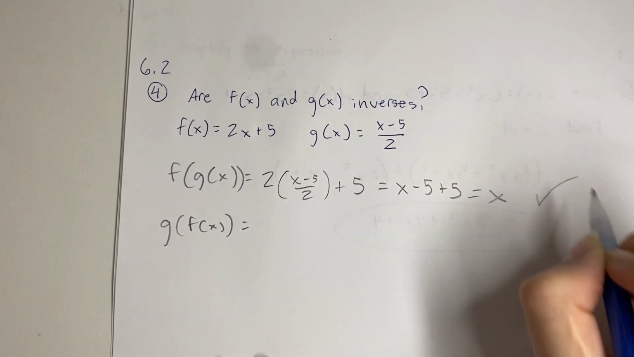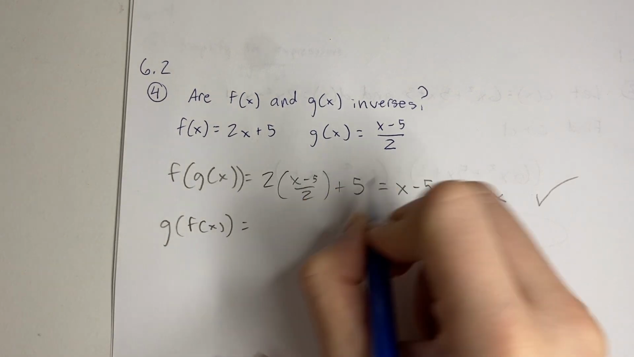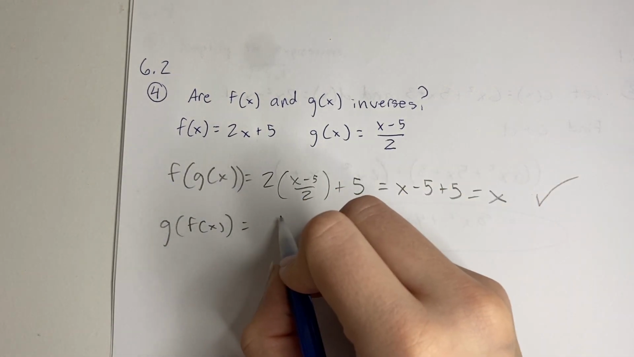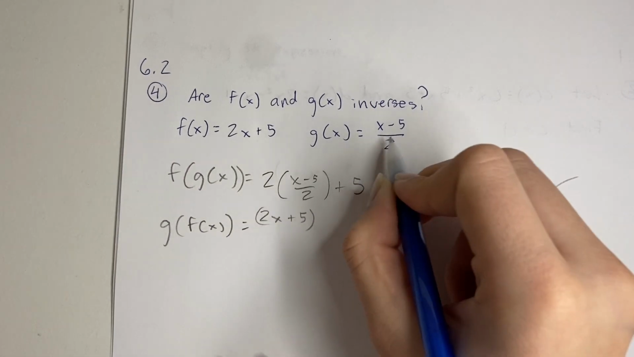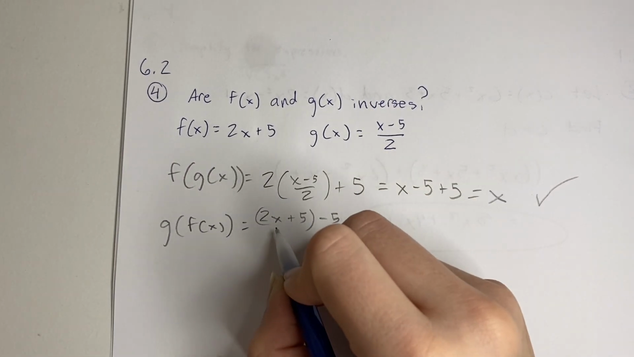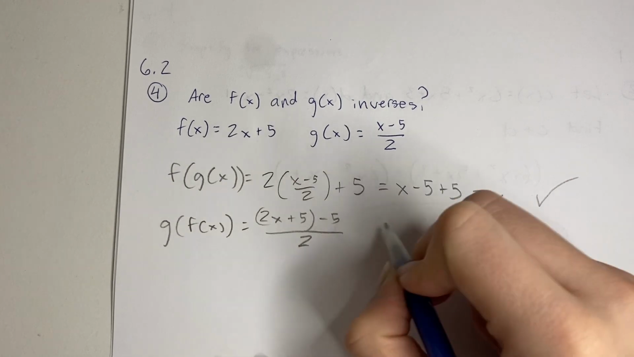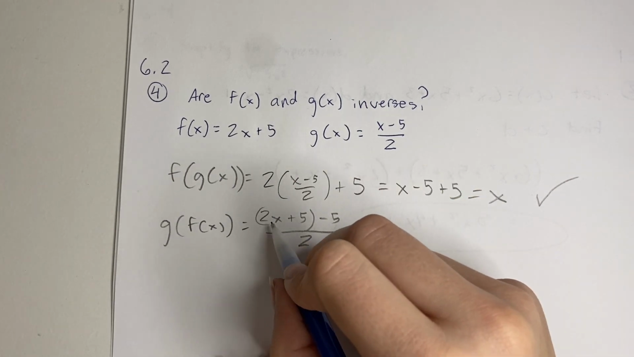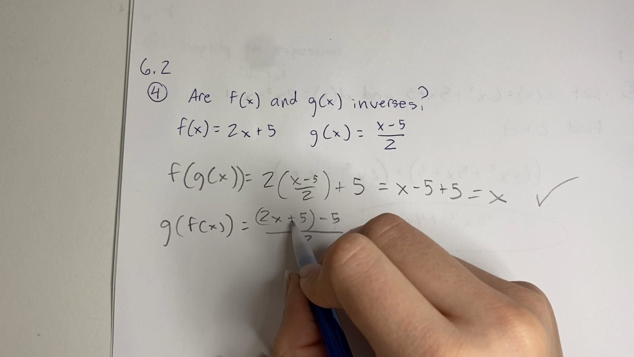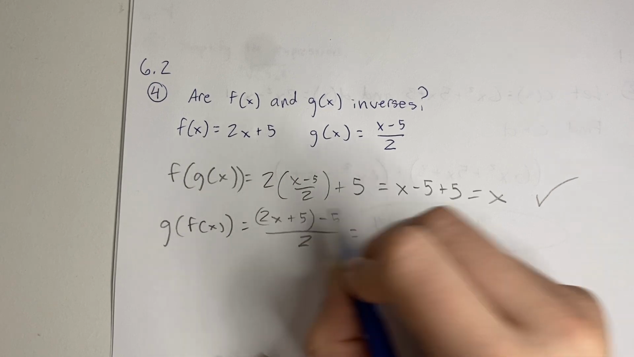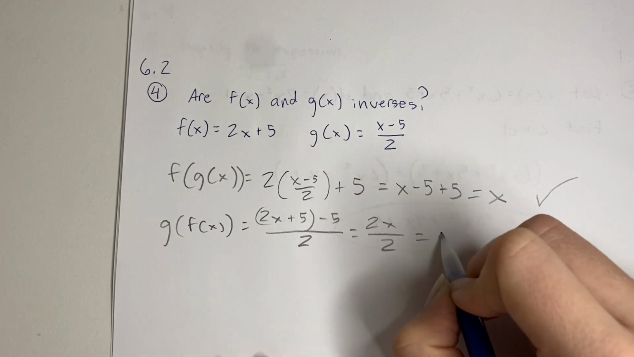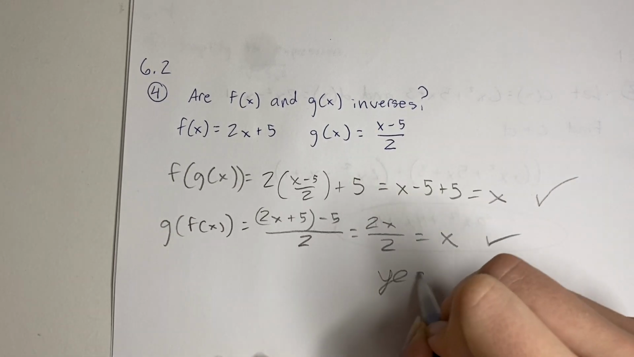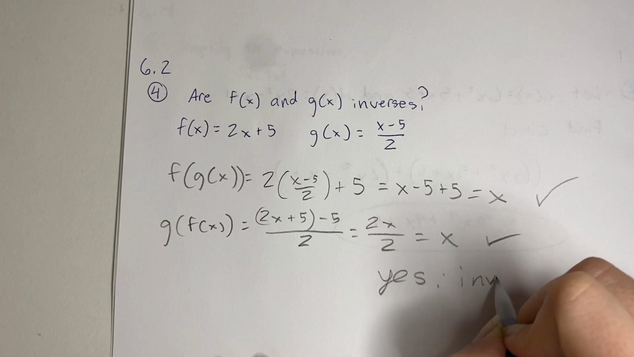So this one is an inverse, and then this one, you plug in 2x plus 5 for the x right there, and then minus 5 divided by 2, so that gives you, if you add 5 and subtract 5, that's 0, so then that's 2x over 2, and then those cancel out, which gives you x. So yes, inverses, they are inverses.